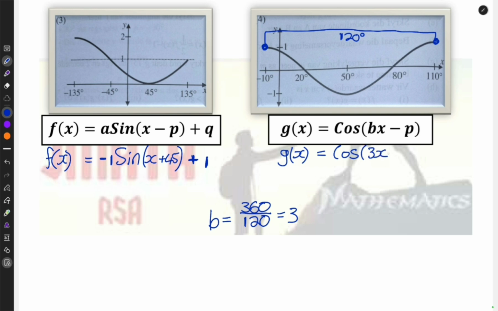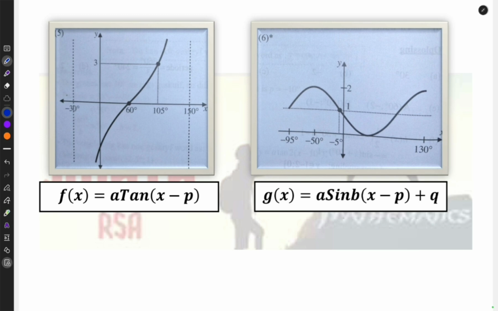and now I must just see how far did this one move. The cos graph should have started on 0 and 1, but now it's at minus 10 and 1. So this one moved 10 degrees to the left, so I can say this is plus 10. I can overcomplicate this question, but I'm just going to stop there because that is what they asked me.